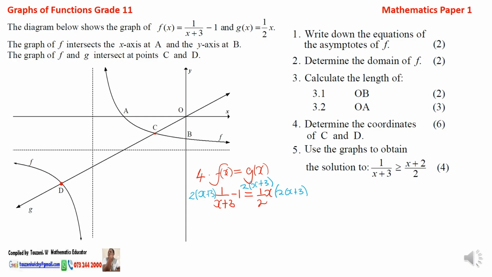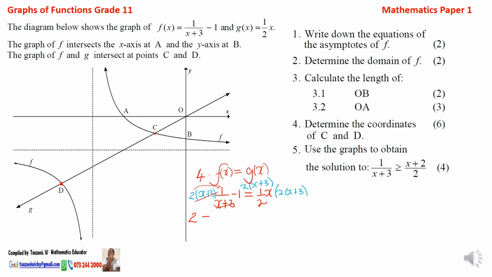So once again, to remove fractions in an equation, you multiply the equation by a common denominator. So my denominators are 2 and x plus 3. I put x plus 3 in brackets and multiply by 2. That becomes my common denominator, or the lowest common denominator. So this x plus 3 and x plus 3, they cancel. So 2 times 1 gives me 2 as my first term.